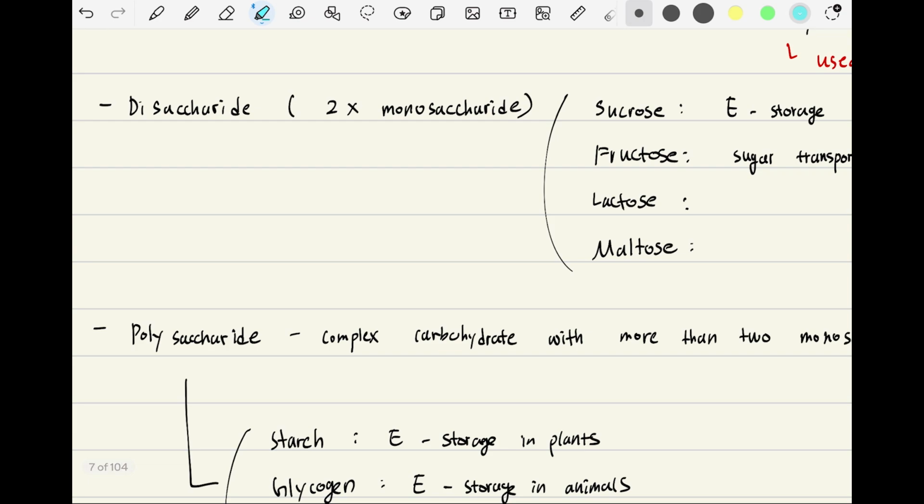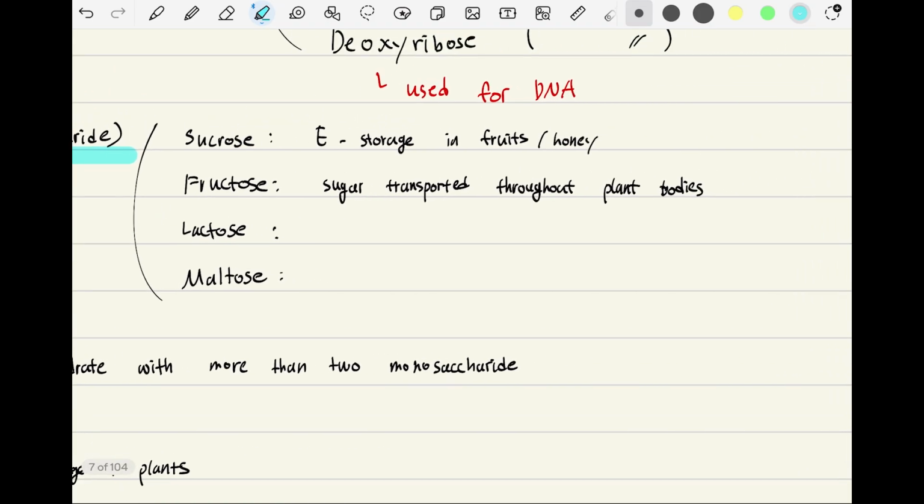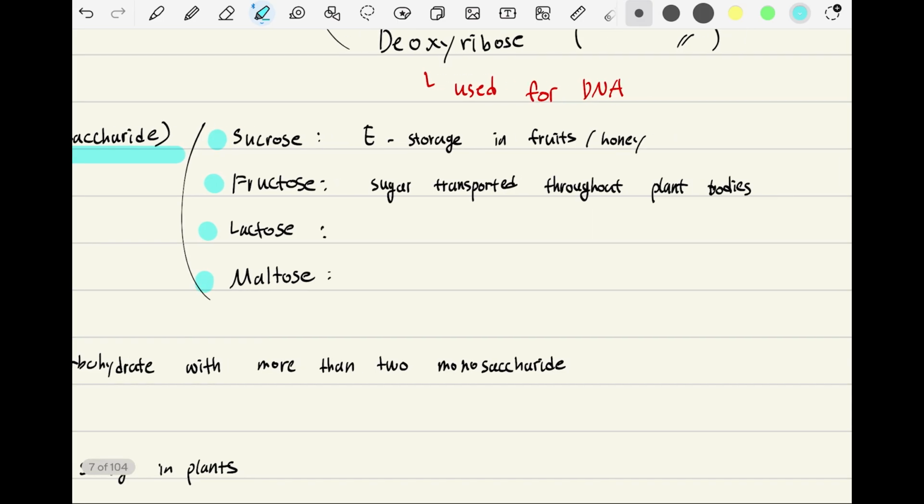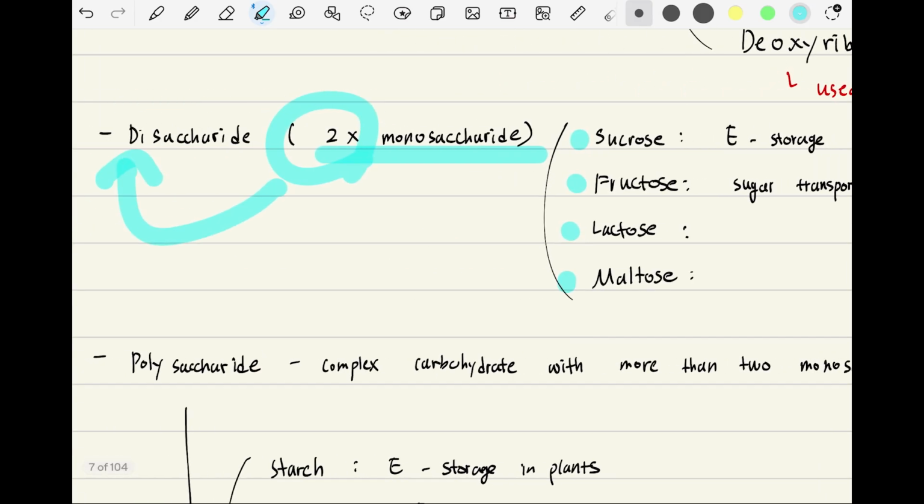Let's talk about disaccharides. They are made of 2 monosaccharides, and this 2 is the di in the front. And there are sucrose, fructose, lactose, and maltose. The ones that you need to memorize are sucrose and fructose, because sucrose is used for energy storage in fruits and honey, and fructose is used for sugar transported throughout plant bodies.